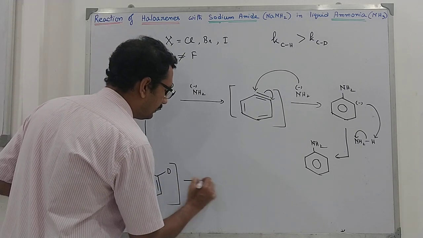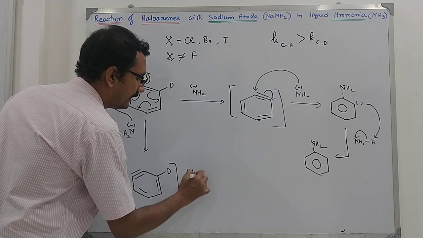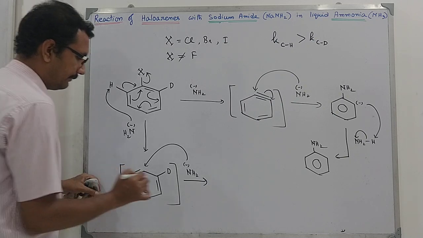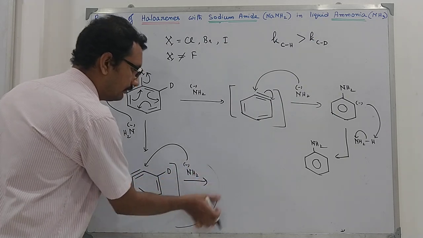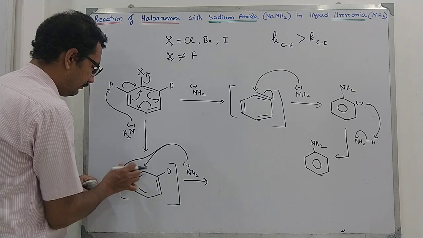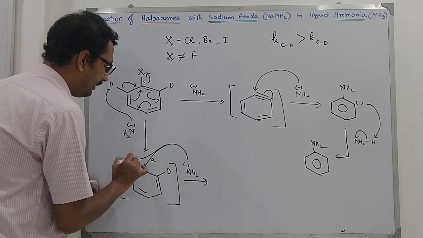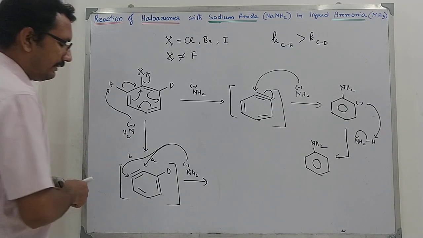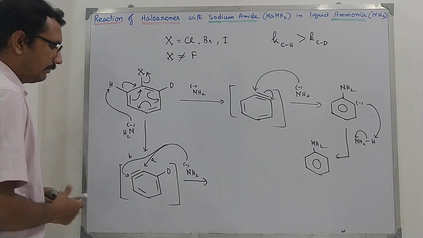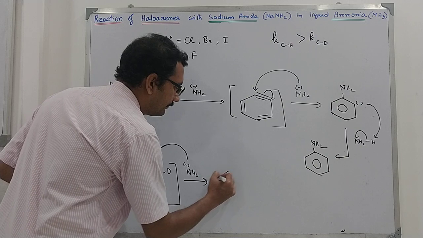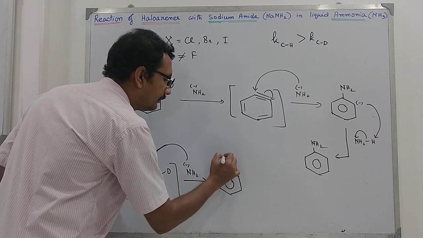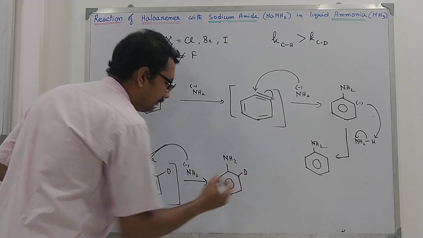So here NH2 minus will carry out nucleophilic attack, but there are two different sites for this attack. Sorry, here I will have to write the product. So I am taking it through this site. This is the A path and this is the B path. Now when NH2 minus attacks here, we will have a carbanion here. So for the A path, we will get this product.